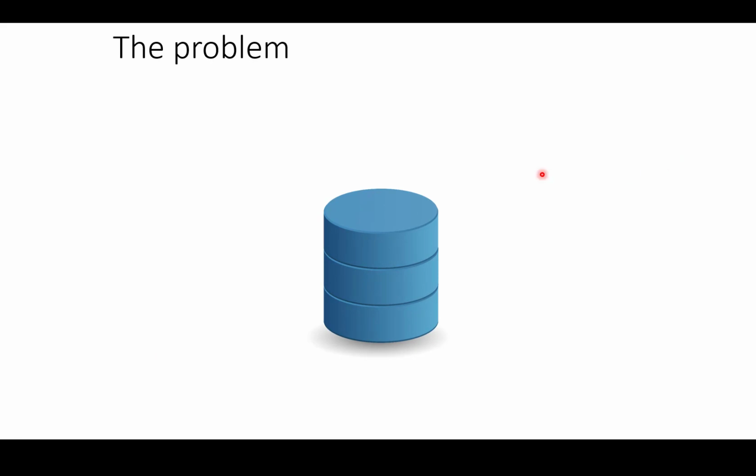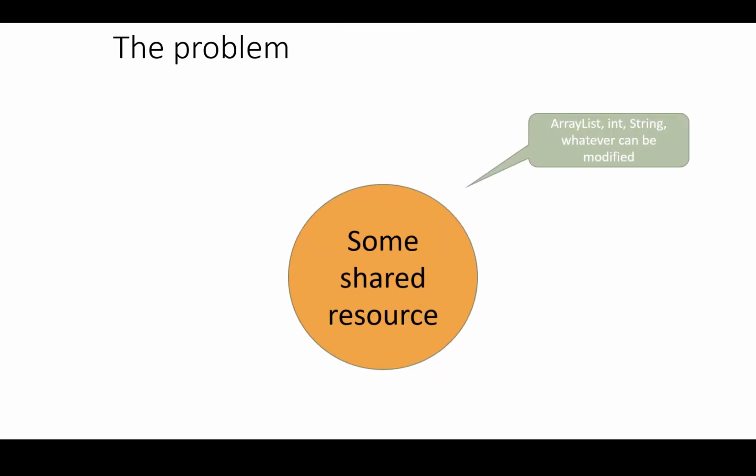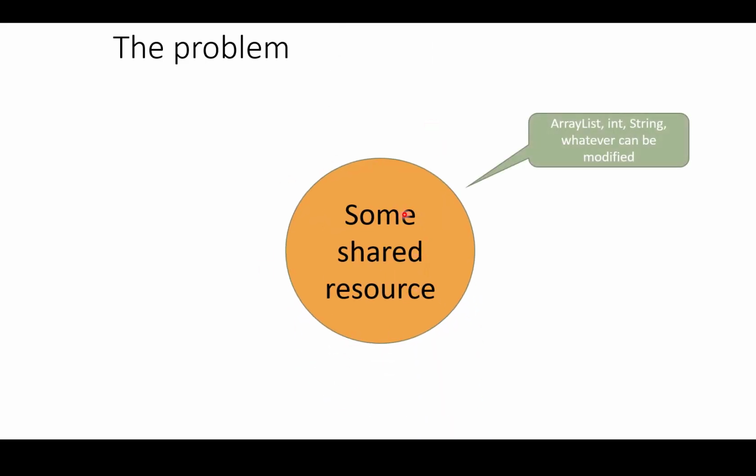So let's assume that we have some kind of shared resource. That might be a database. It could be a file. It could be any kind of shared resource, maybe an array list, or in my examples it will just be an integer or string or other type of collection or whatever. Anything that multiple threads want access to, and these threads will either read the data or they will modify the data. So we have two types of threads.